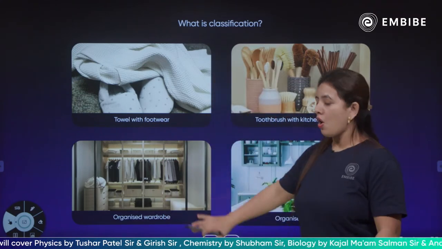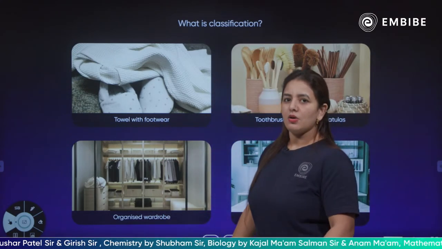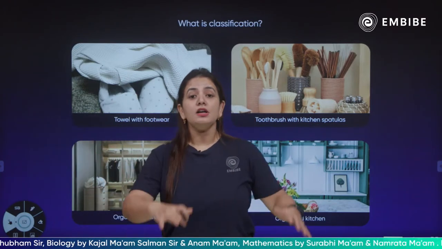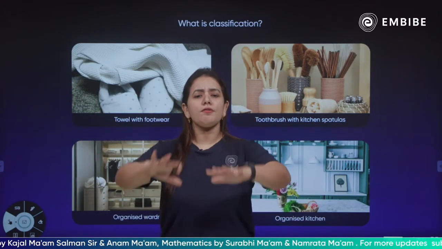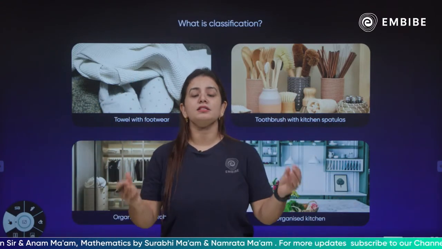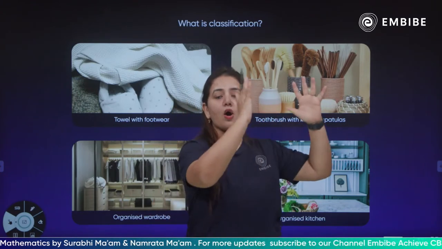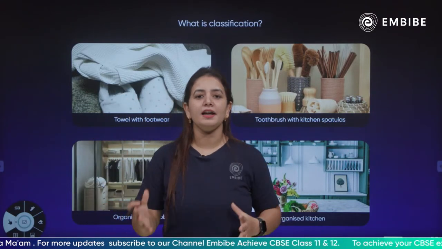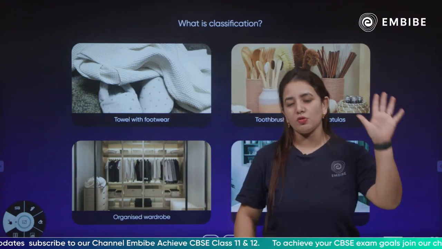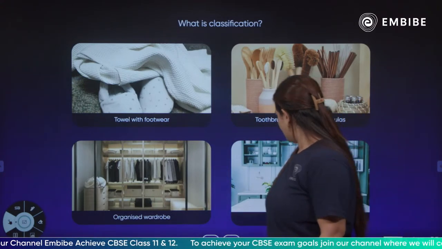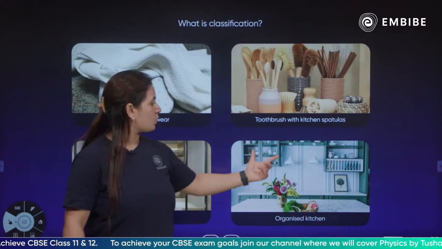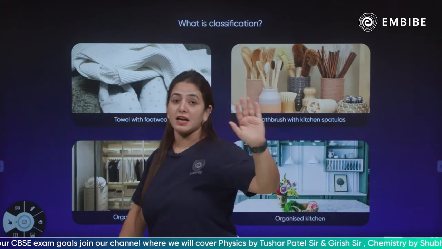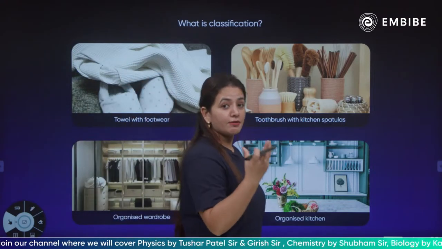Next, an organized wardrobe. The shirts are in one place, the jeans are in one place, the coats and blazers are in one place, the t-shirts are in one place, the socks are in one place. A very organized wardrobe. Yes, of course, that is the basic of classification, that you classify all similar things at one place and other similar things at another place, not creating a whole mixture of everything. I know most of you have this kind of wardrobe. And the organized kitchen, of course, we always want an organized kitchen. The serving plates are in one place, the serving spoons are in one, the forks are in one place, the knives are in one place, the serving bowls are in one place.